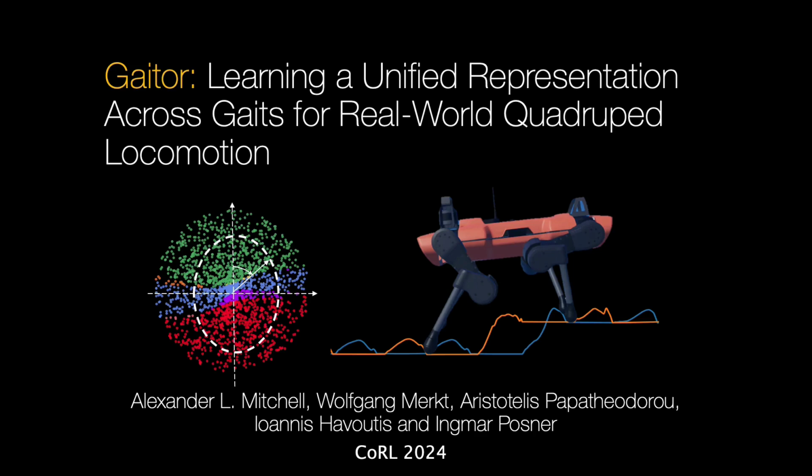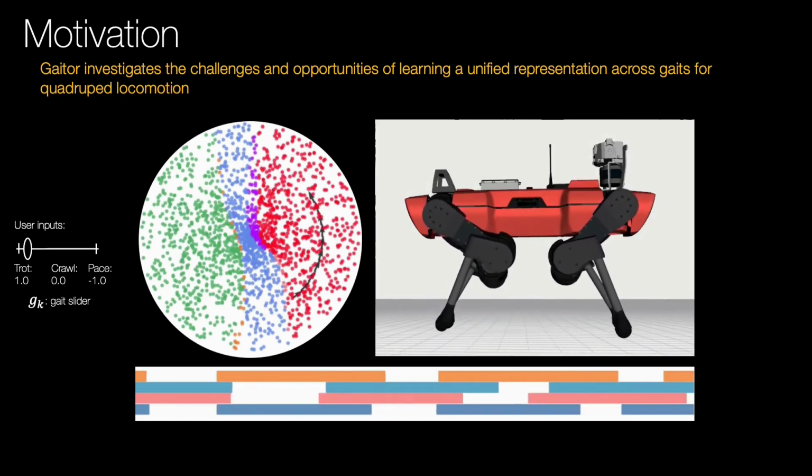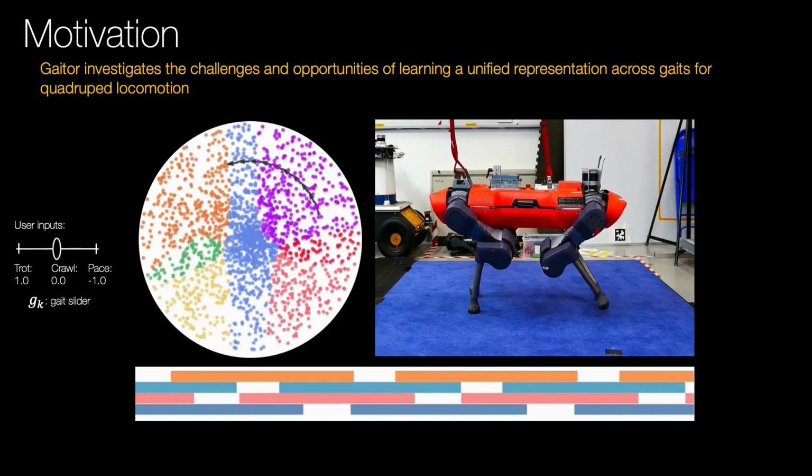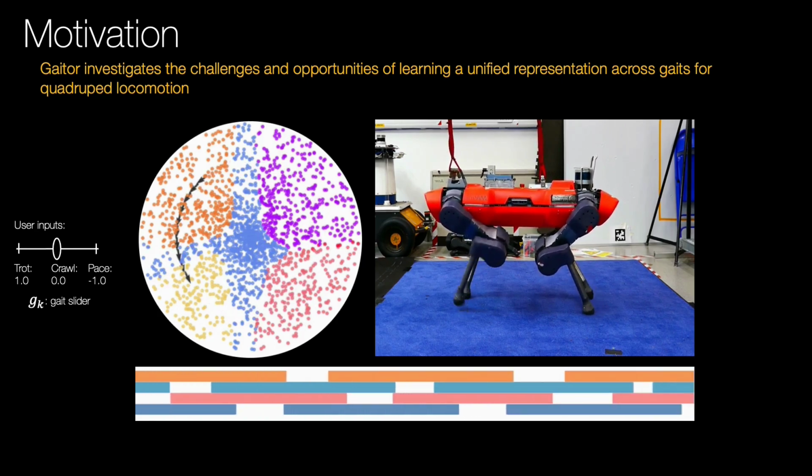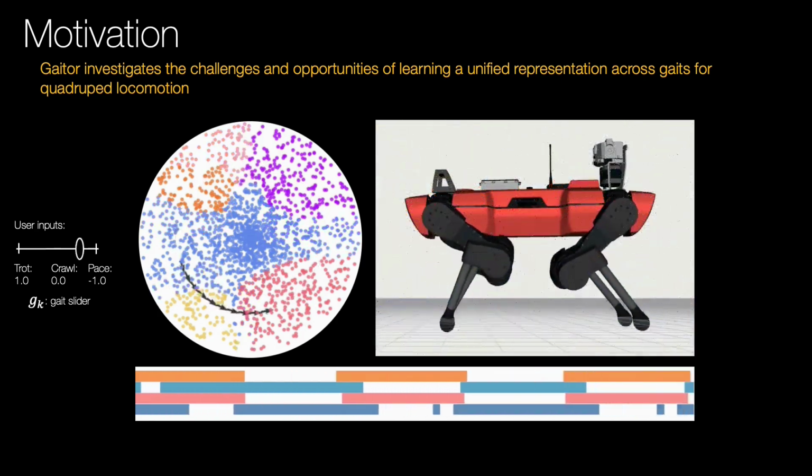Gaitor: learning a unified representation across gaits for real-world quadruped locomotion. Our motivation is to investigate the challenges and opportunities of learning a unified representation across gaits for quadruped locomotion.